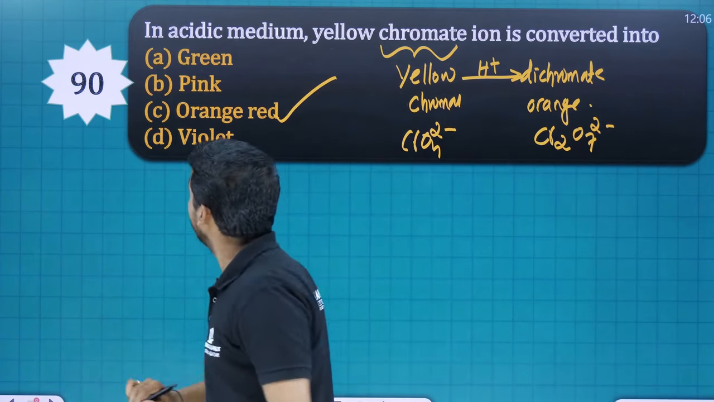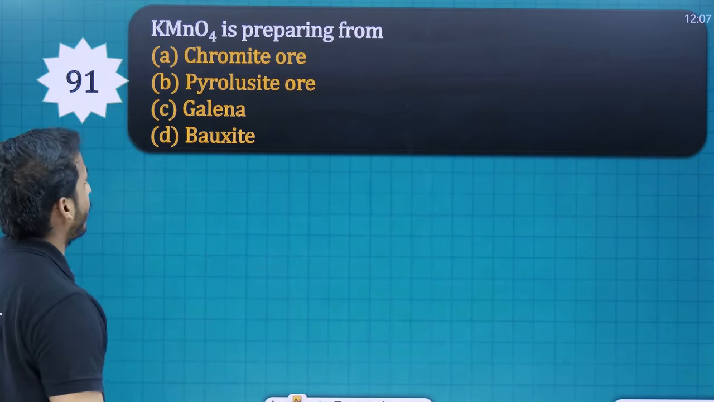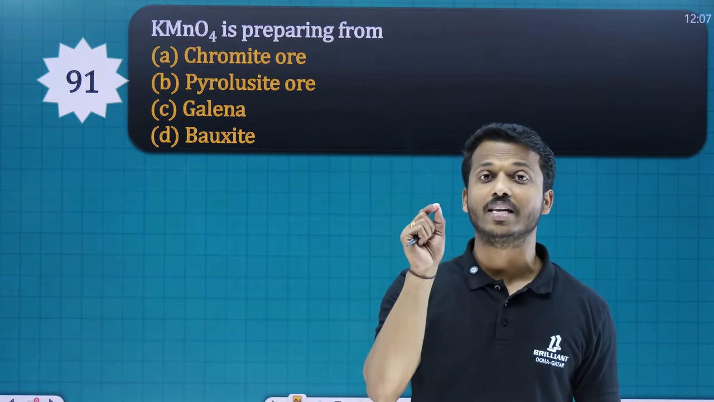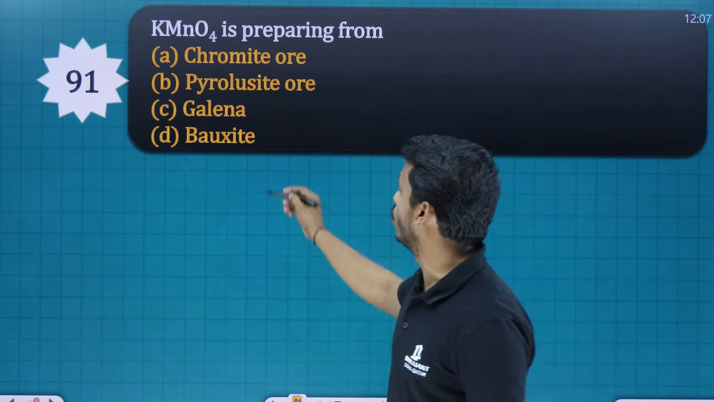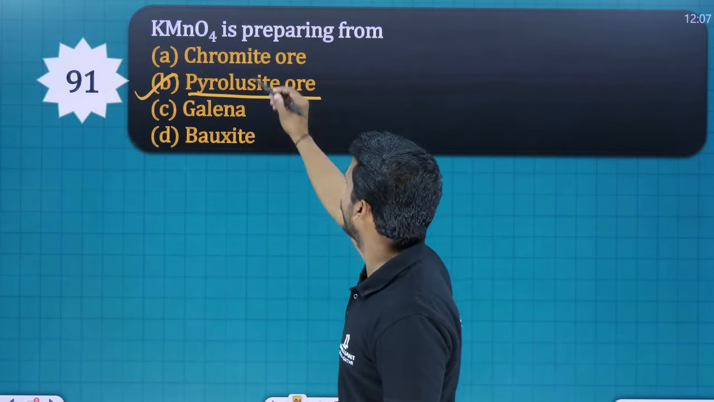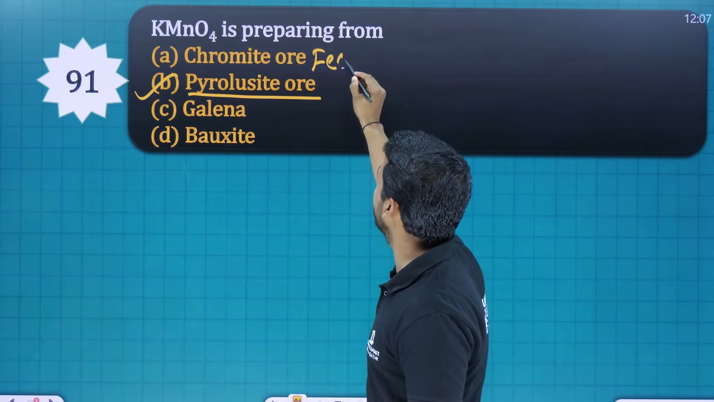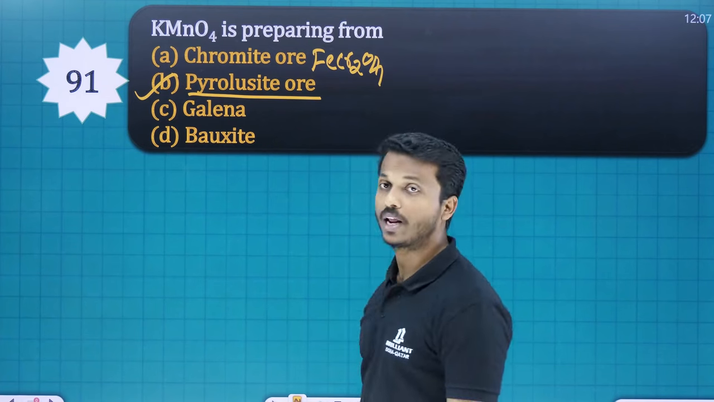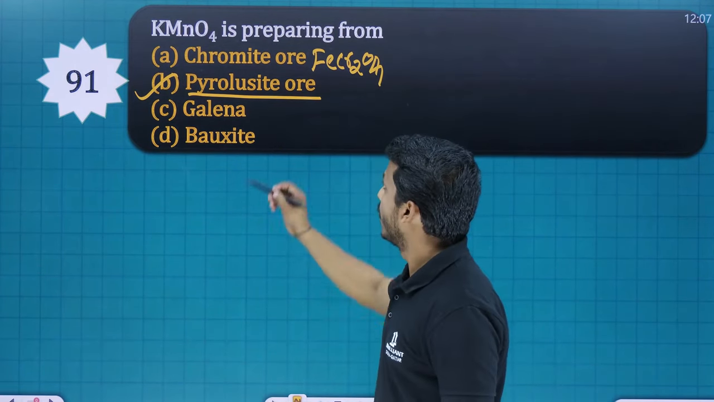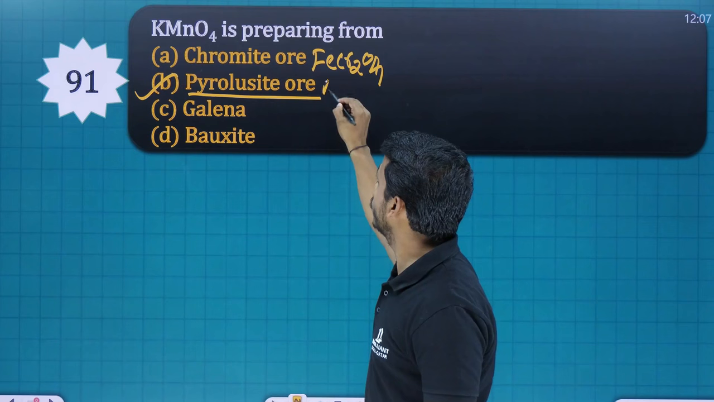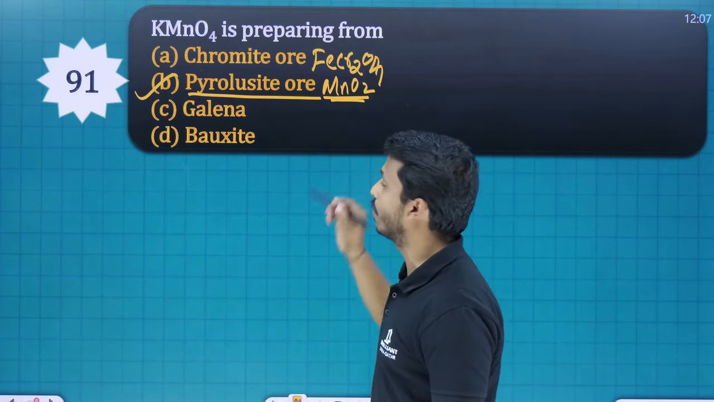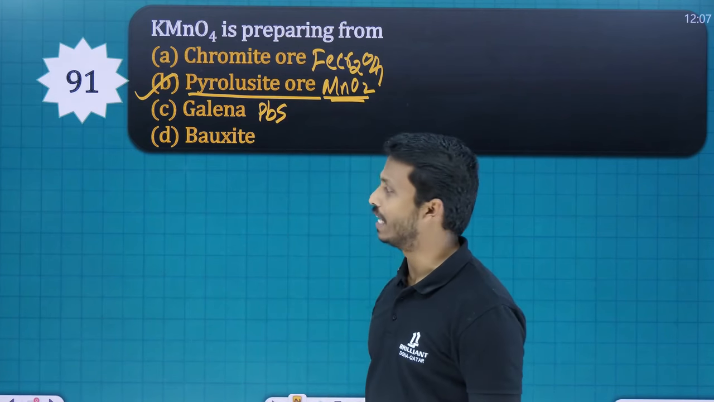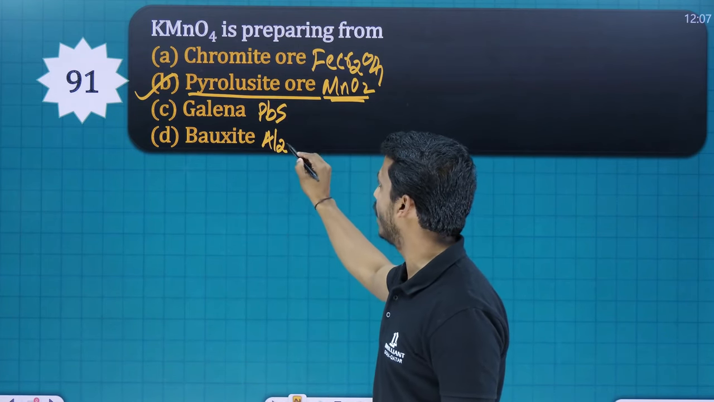Orange red. 91. KMnO4 is prepared from which ore? Manganese dioxide, MnO2, that's called pyrolusite ore. Chromite ore is which one, dear? FeCr2O4. It's used in the preparation of dichromate ion, potassium dichromate. Pyrolusite ore is MnO2, from where we prepare KMnO4. Galena is an ore of lead, PbS. And bauxite is the aluminium ore, Al2O3.